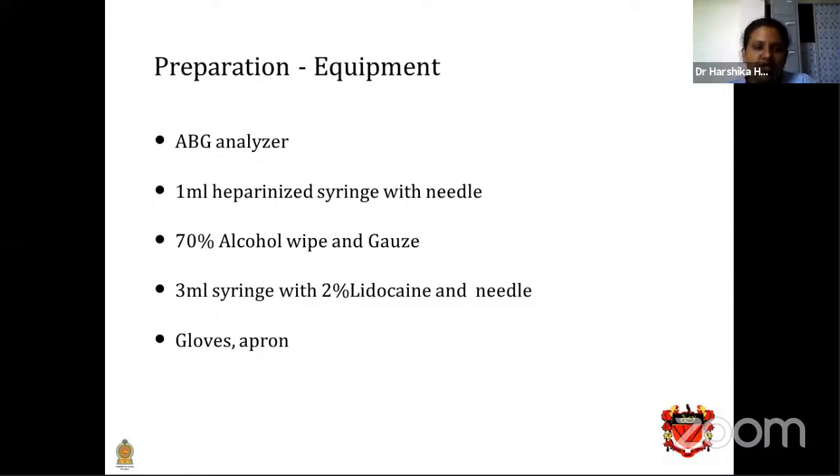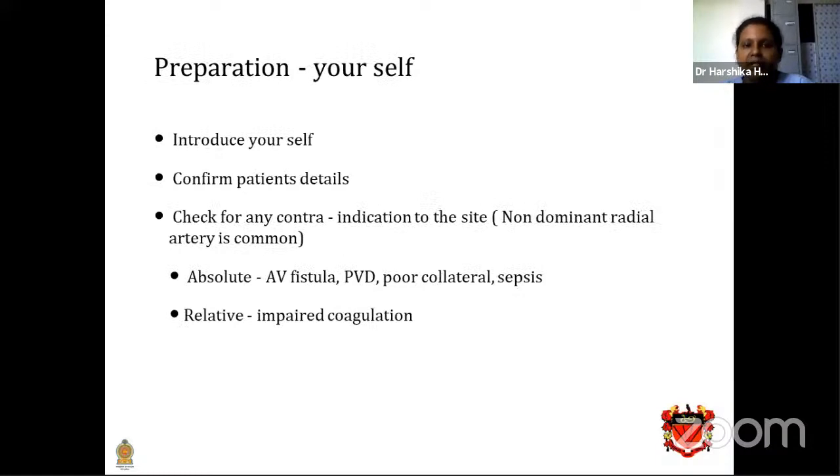Other than that, you will need your cleaning stuff, your alcohol wipes and gauze. Sometimes if the patient is very anxious, you can give some local anesthetic before you do the puncture, but we hardly give local anesthetic before we get a blood gas. And also your protective equipment, your gloves and your apron. So you have to introduce yourself.